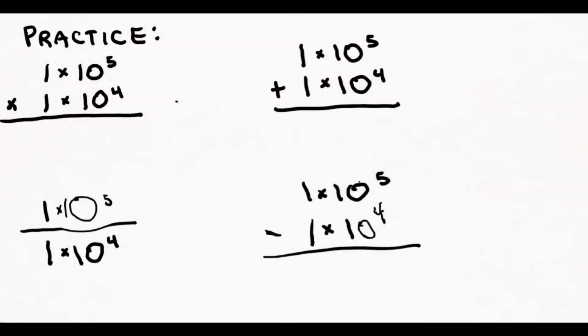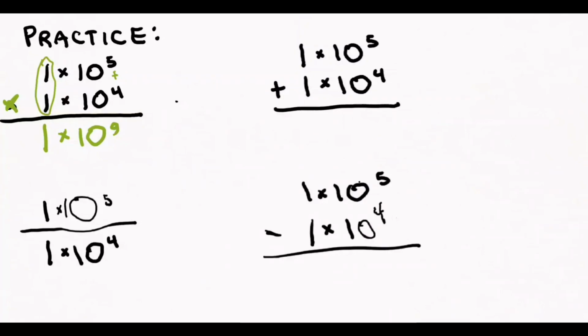So let's practice. So here is multiplication. We have 1 times 10 to the 5th times 1 times 10 to the 4th. Well, we're going to do these whole numbers first. 1 times 1 is 1. Bring all this down. Now this is multiplication, so we're just going to add 5 plus 4 equals 9.